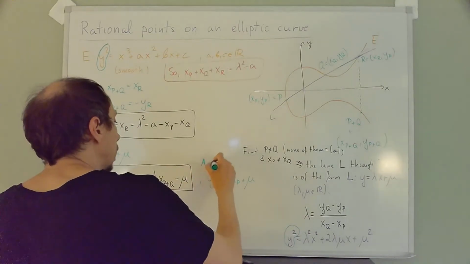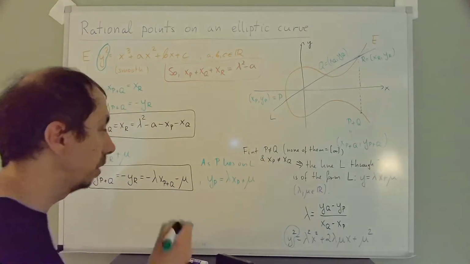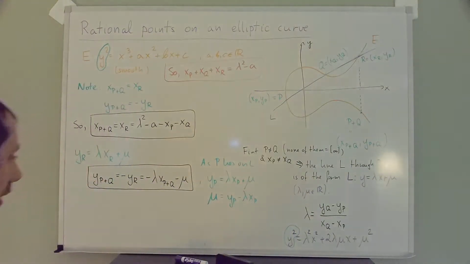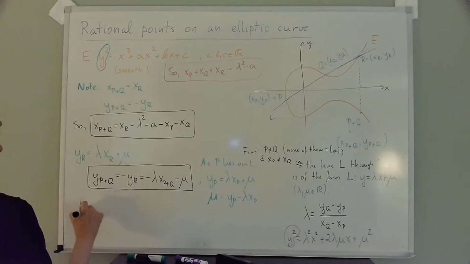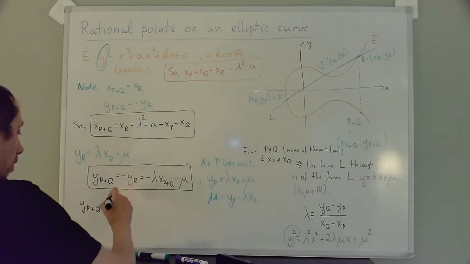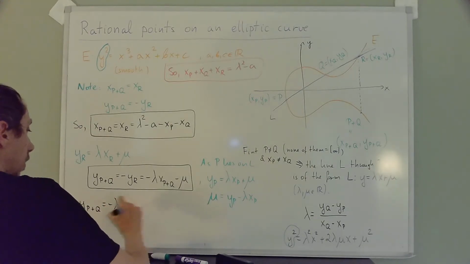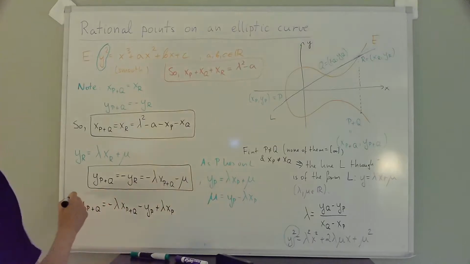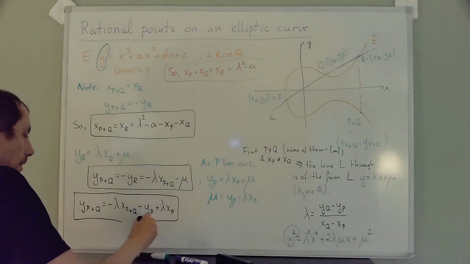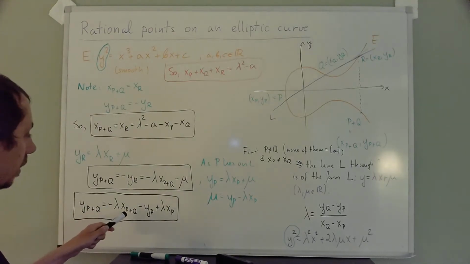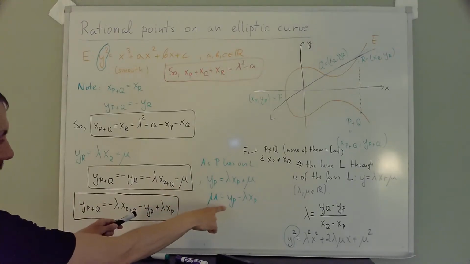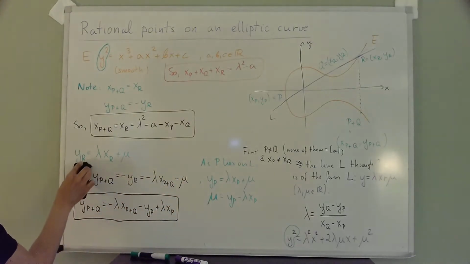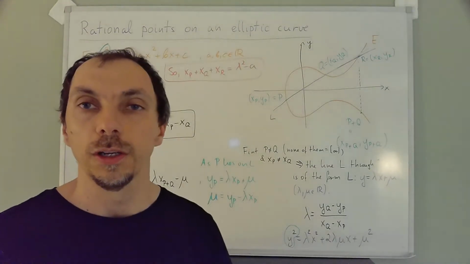Because P lies on L, we get this. And from here we can compute mu. So mu is equal to yp minus lambda xp. Okay, so we get the final formula for yp plus q. That is minus lambda xp plus q minus mu, so minus yp plus lambda xp. Minus lambda xp plus q minus mu. I'll just erase the box around it because that's not the final formula. Okay, so we have these coordinates for when the points are actually different points.